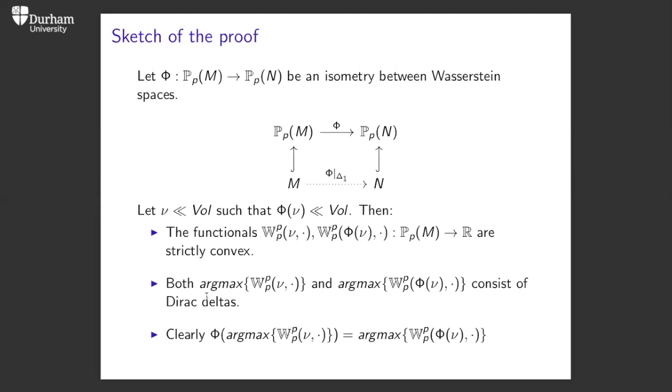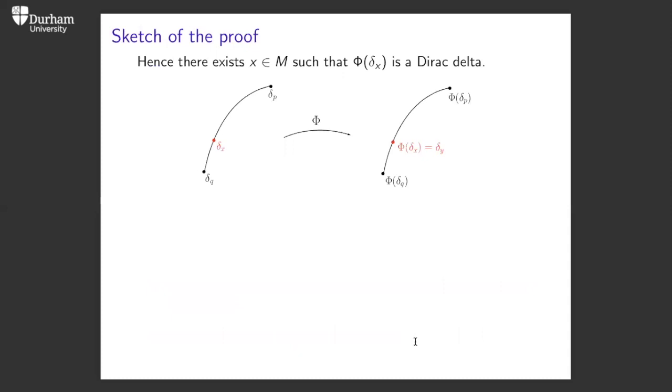And finally, it is clear that if I send the argmax of this functional under phi, I obtain the argmax of the other functional. So this means that there's some Dirac delta here that is sent under phi to another Dirac delta. There's at least one. And this is all I need, because of the following. Say the point that does this is x. So phi of delta of x is again a Dirac delta.